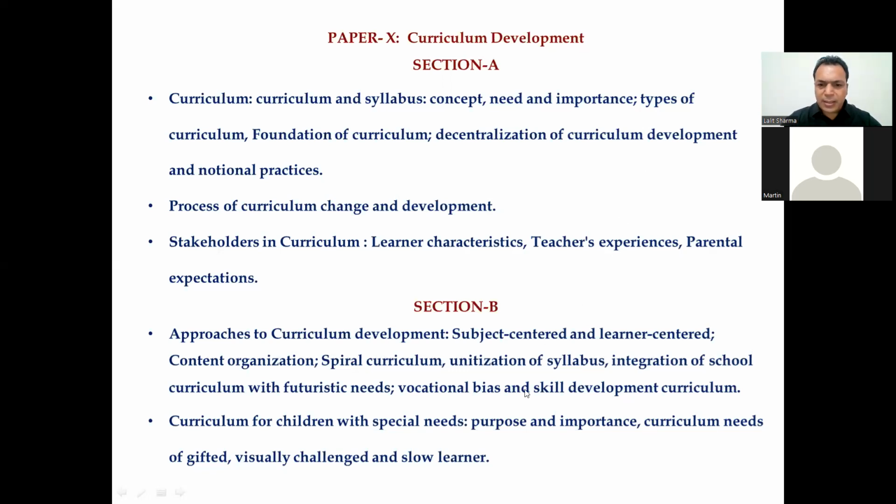So the next steps are utilization of syllabus, integration of school curriculum with futuristic needs, vocational bias and skill development curriculum. Okay, so what is a skill development curriculum? If you talk about today and about 10 or 20 years back, our curriculum was very bookish. There was hardly any activity, hardly any skill development programs. But in today's curriculum, in today's syllabus, there are a lot of activities.